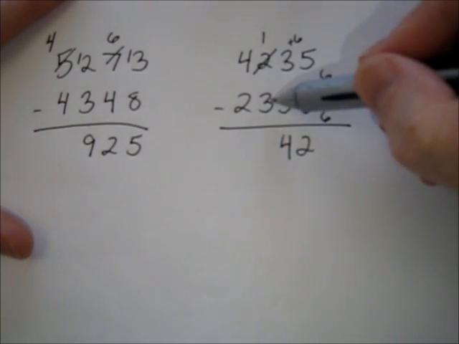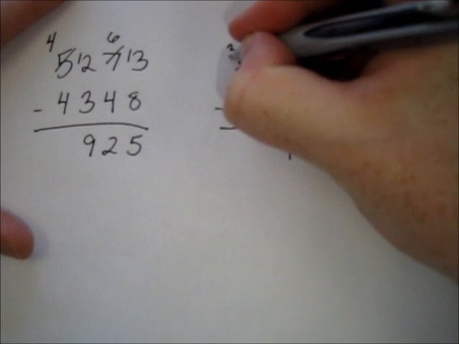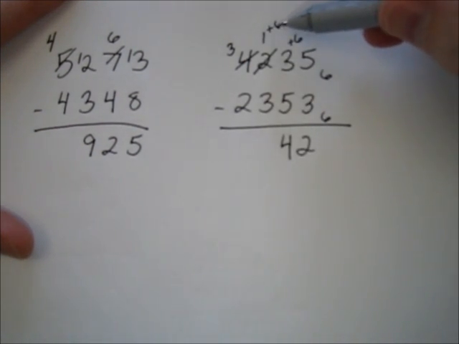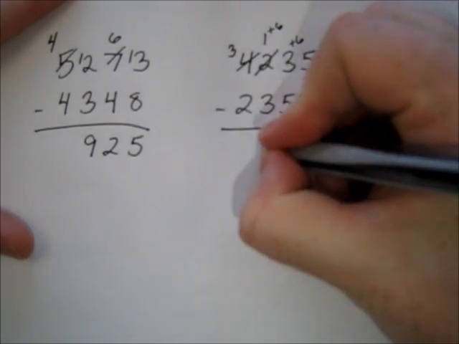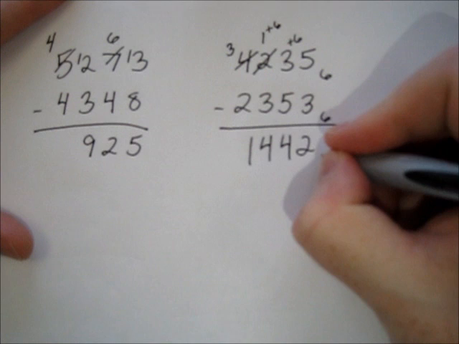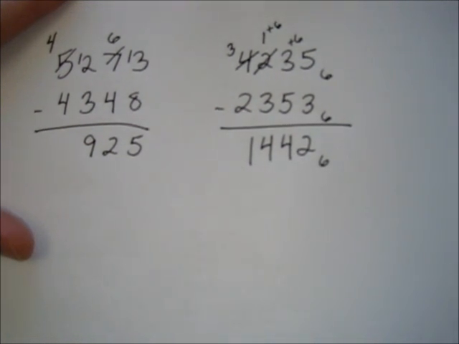I can't do 1 minus 3, so I borrow again. This becomes a 3. I borrow 6, so 1 plus 6 is 7. 7 take away 3 is 4, and then 3 minus 2 is 1, subscript of 6. 1, 4, 4, 2, base 6.